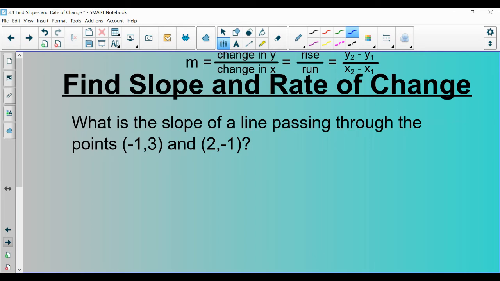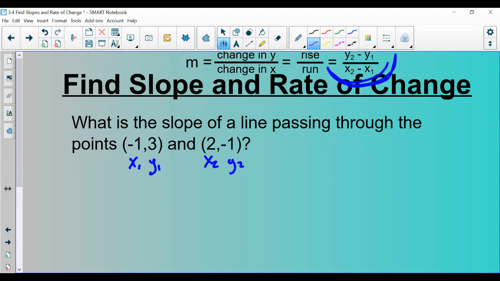The most common questions in your homework are going to look like this, where I give you 2 points and ask you to find the slope. Remember, you are going to be using slope formula for this right here: y2 minus y1 over x2 minus x1. The first point we'll call x1 and y1, and the second point we'll call x2 and y2.